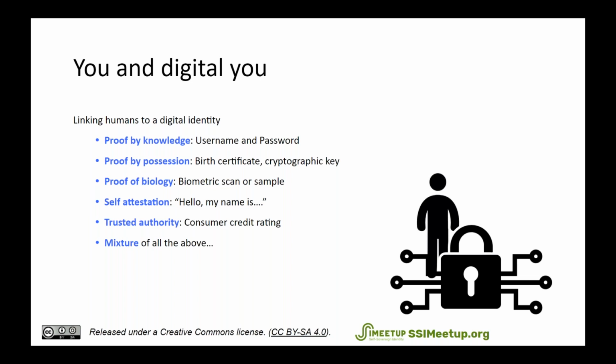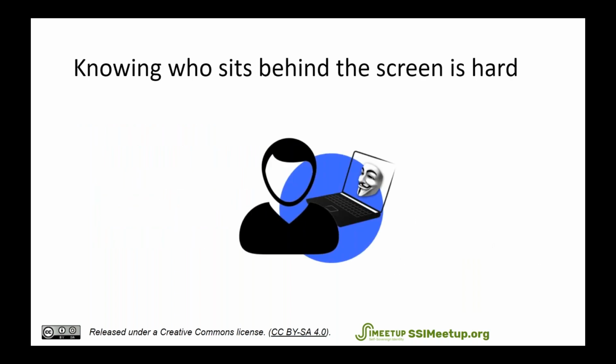Self-attestation. Sometimes connecting you and digital you is nothing more than you saying, this is who I am. When you go to create an email account, you don't have to prove what your name is, you just create it and they say, fine. And you also have trusted authorities. So think of Equifaxes out there that gather all this information. And in reality, when we connect the you and the digital you, we usually use lots of combinations of these things. So, basically, knowing who sits behind the screen is a hard problem to solve.